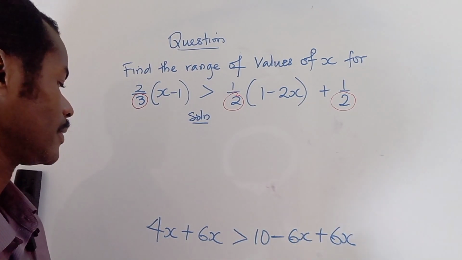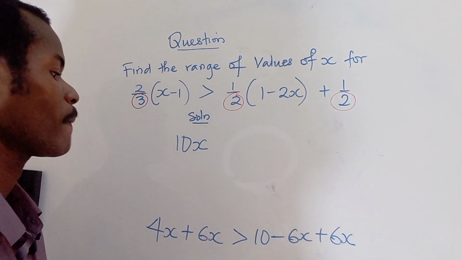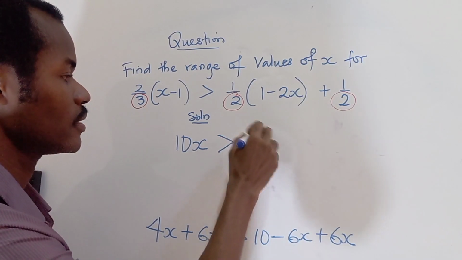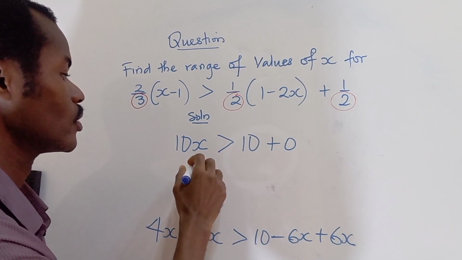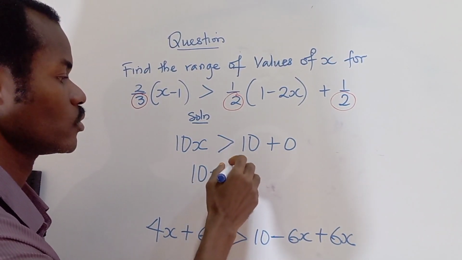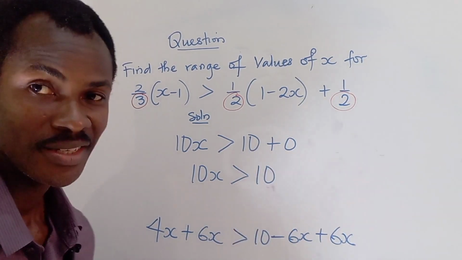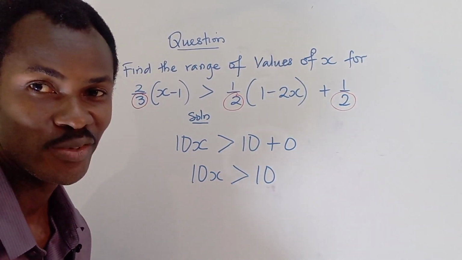So on the right hand side, now 4x plus 6x is 10x. We have our greater than, this is 10. Minus 6x plus 6x is still plus 0. So we have our 10x is greater than 10 plus 0, which is 10. Now that we simplify it to this point, we can get the value of x.